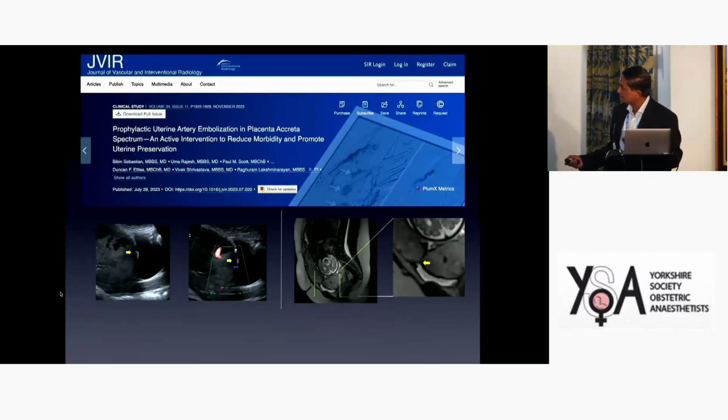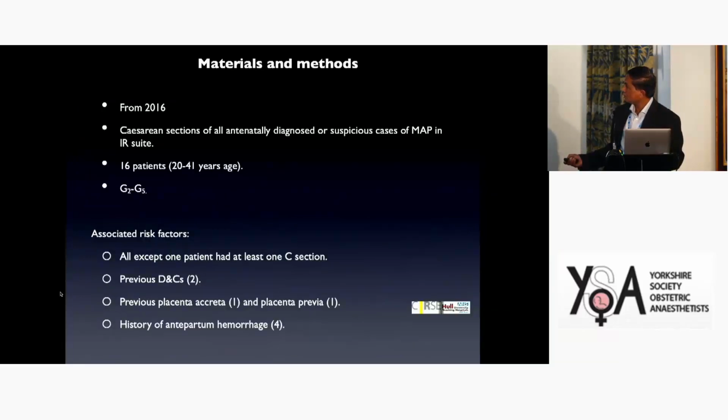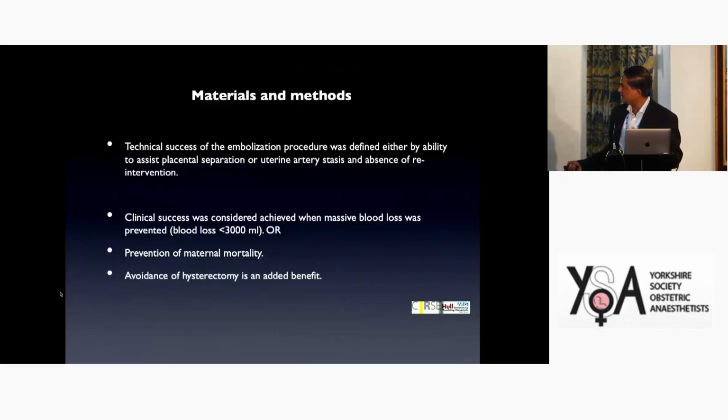So we published this in 2023 in JVIR, an interventional radiology journal out of the US. We looked at 16 of our patients. Most of them had at least one C-section, previous D&Cs, previous placenta accreta. So these are high-risk pregnancies. When this is happening, you should think of a situation where you have hybrid theatre availability. Technical success was defined by the ability to assist placental separation, uterine artery stasis, and absence of reintervention.